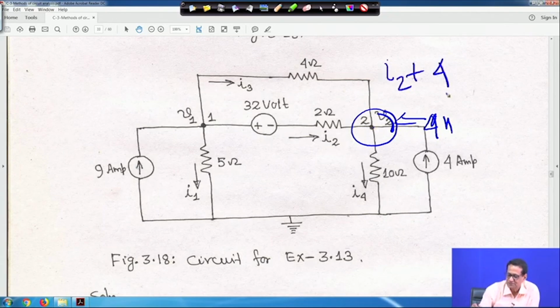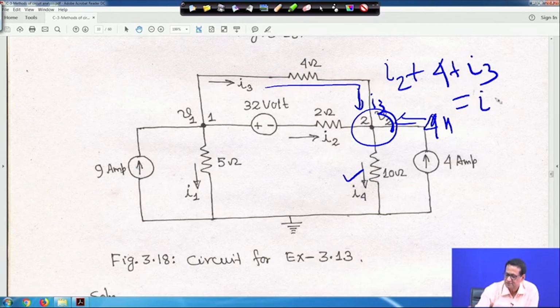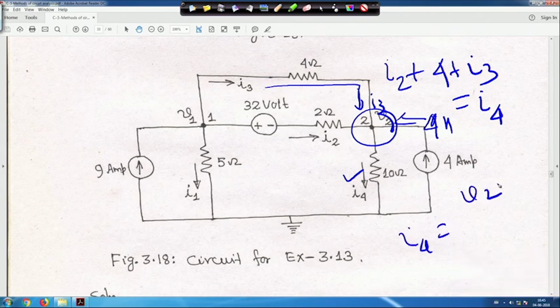So, I2 plus 4, these two are entering, right. No, another one is there, I3 is also entering, this current I3 is also entering. So, plus I3, is equal to I4 leaving. So, 4 plus I2 plus I3 is equal to I4. So, I3 we have written V1 minus V2 upon 4, right, and your I4 is simply V2 minus 0 upon 10, basically V2 upon 10, this is I4, right. And your I2 expression we have already got, V1 minus V2 minus 32 by 2, right. So, substitute all, then you will get this.